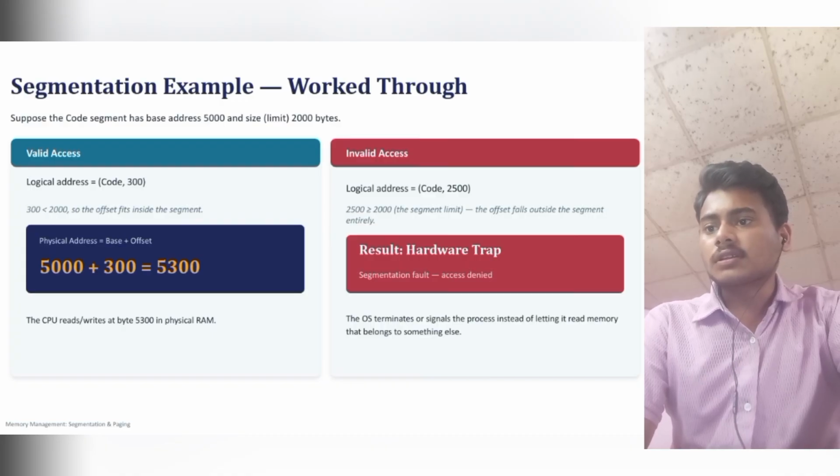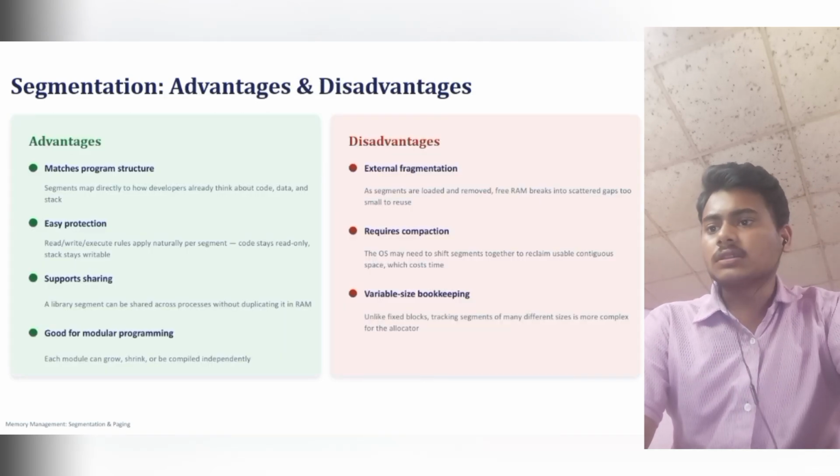Second case, an invalid access. Same segment, but the offset is 2500. That number is bigger than the limit of 2000, so the hardware doesn't even try to do the math. It raises a trap right away. This is what people call a segmentation fault. That trap is the whole point of segmentation protection. Now, segmentation isn't perfect. Let's talk about its pros and cons.